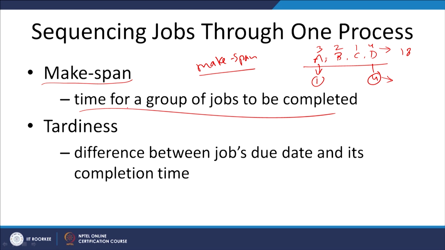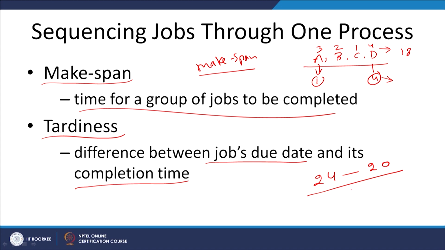So, there is the time for a group of jobs to be completed, and then the tardiness, which is the amount by which the job has been delayed from the due date. It is the difference between the job's completion time and its due date. If the time to complete the job has been 24 and the due date from today was 20, then the tardiness will be 4. This is the magnitude by which the job has become late. Whenever there is tardiness, it means the job has certainly been delayed by a certain time.